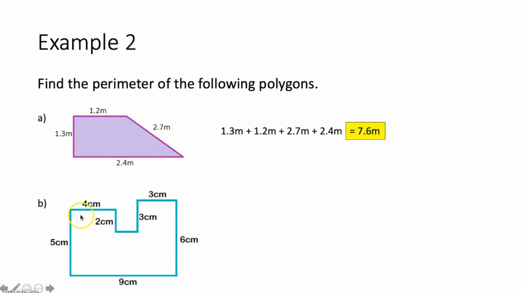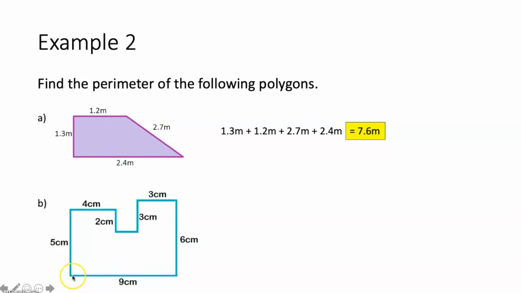Part B, we are finding the perimeter of a 1, 2, 3, 4, 5, 6, 7, 8-sided polygon, which would be considered an octagon. So to find the perimeter of this octagon, we just have to add together the measure of each side length. Well, we are missing a side length here. How do we find this?